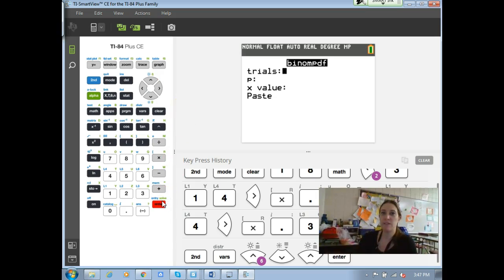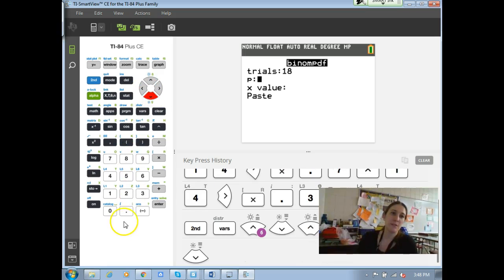So always choose PDF. Now this is the template for the newer operating system on the newer calculators. If you have an older calculator, I'll show on the screen next how you're going to type it in. But for these newer ones, the number of trials was the 18 holes of golf. The probability of success was 0.7.